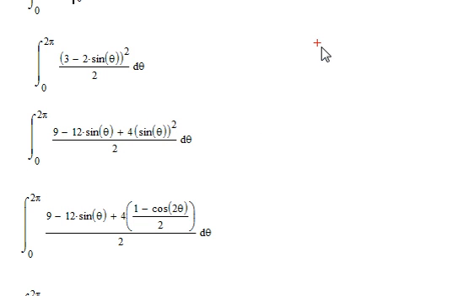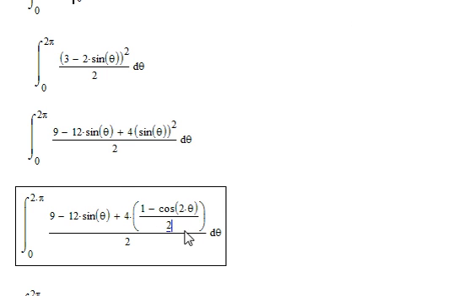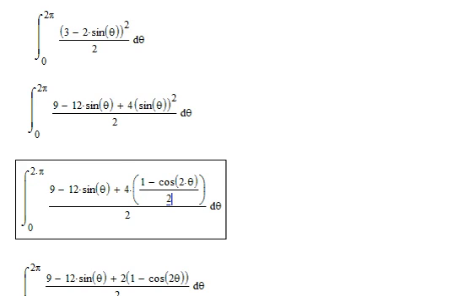And the answer is, well, we can't integrate sine squared theta directly, but you should recall from Calculus 2 how to integrate even powers of sine and cosine. The trick is to replace sine squared with 1 minus cosine 2 theta over 2. So that's what I'm doing here, I'm making that replacement.